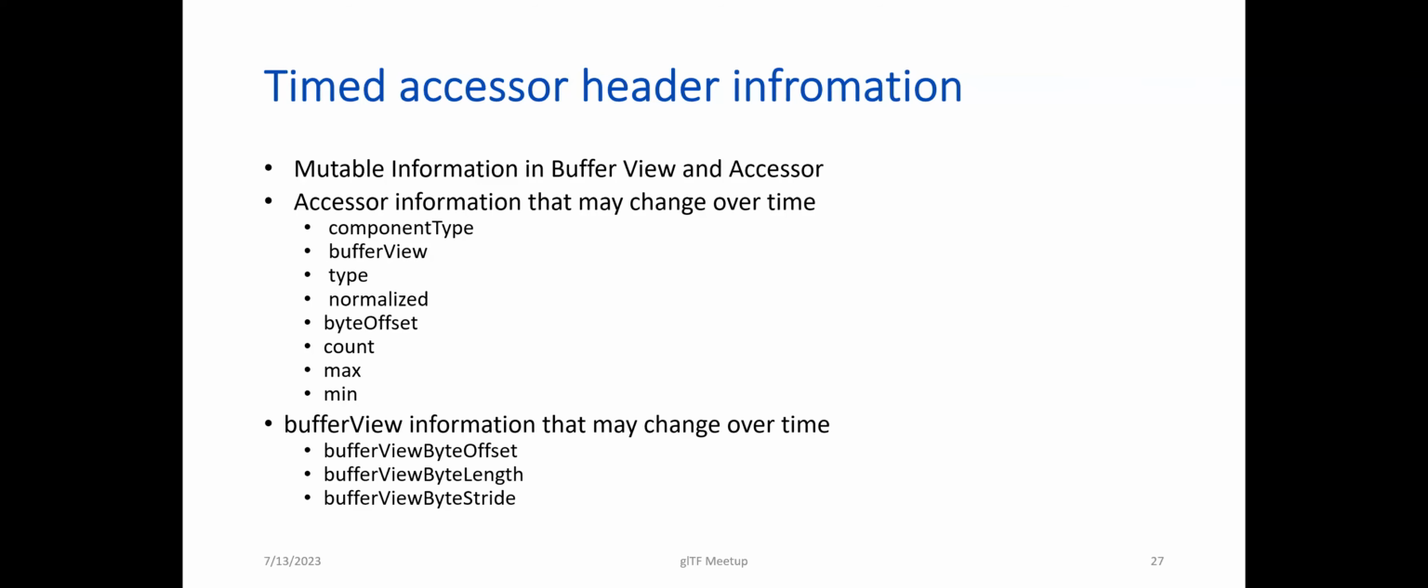Then you can just know that this is a dynamic buffer with static parameters. And the parameters that can change are, again, the component type, the type, whether it's normalized or not, the count, and the min and max can change from frame to frame and so on. Same for the buffer view: the location in the buffer might change. You might be multiplexing multiple dynamic media into one buffer, which results in different byte offsets, byte lengths, and strides. So all of that is supported in these extensions, so you can have maximum flexibility for different use cases.